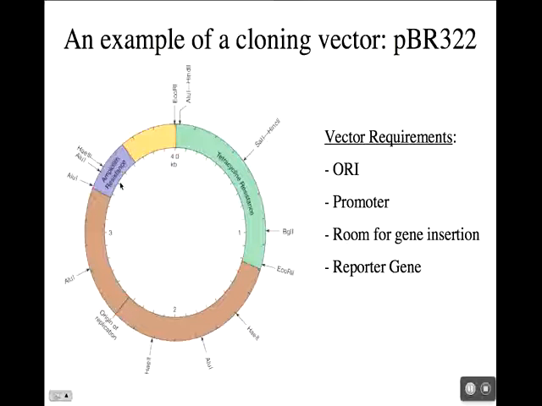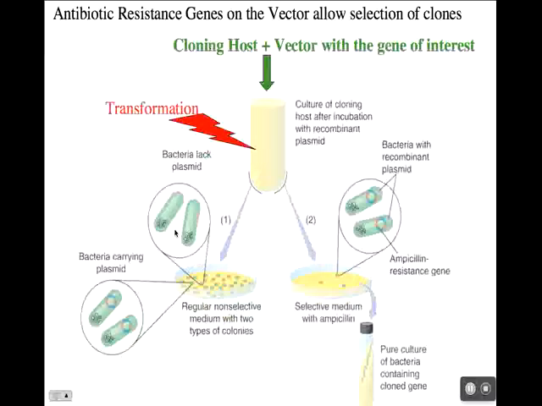In other words, normally E. coli is killed by ampicillin or tetracycline. But if that E. coli has pBR322 inside of it, it's going to survive in ampicillin and survive in tetracycline. So you need a reporter gene so you can recognize whether or not that plasmid is there. Let me show you why that's so important. Let's say you have your antibiotic resistance gene on the vector, and that's going to allow selection.